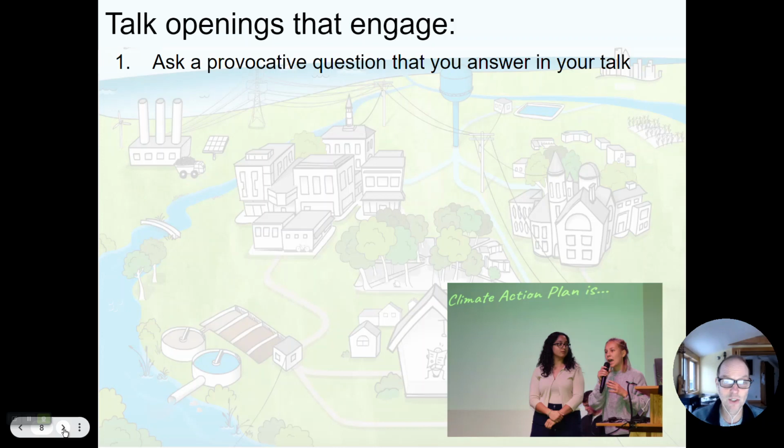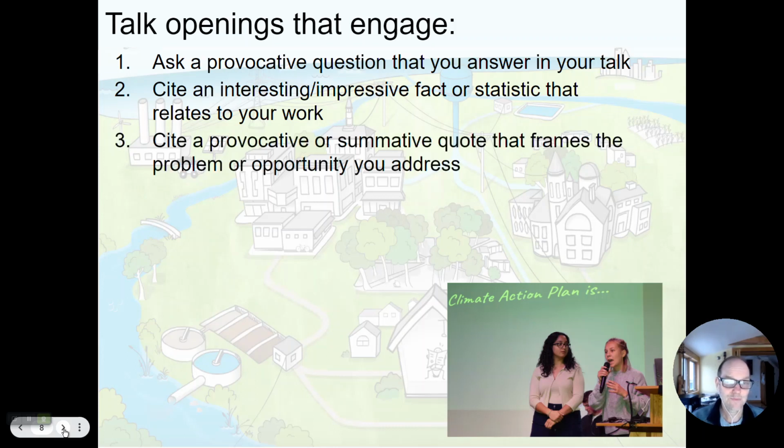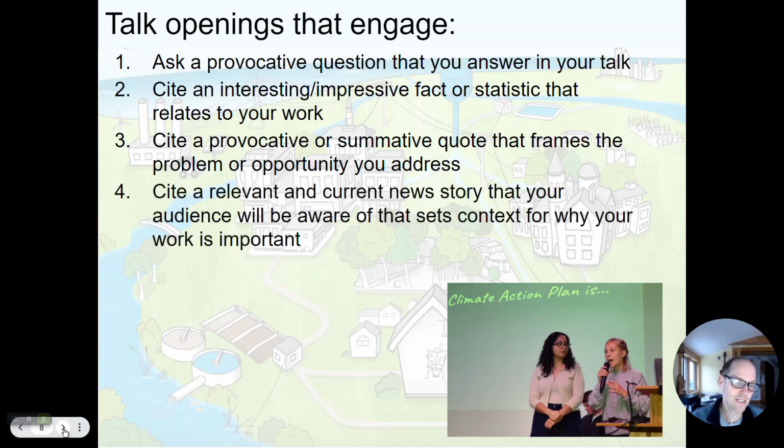Sometimes people will engage their audience by starting by asking some sort of a provocative question that your talk is going to answer to sort of get them thinking right at the start. Sometimes people start by citing some sort of impressive fact or statistic that relates to the work that's being presented. Sometimes they cite a provocative or summative quote. So they'll quote some important person that kind of frames the problem that you're going to address.